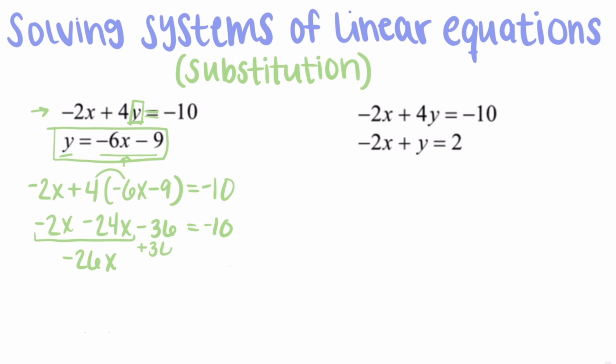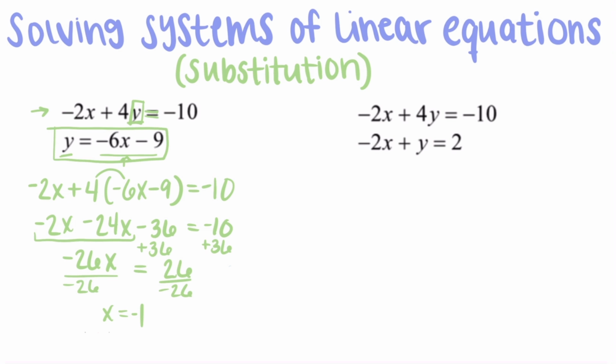And then to get rid of that -36, I'm going to add 36. Have to do that to both sides of my equation, so that I get -26x is 26, and then just divide by that -26 to get that x is -1.